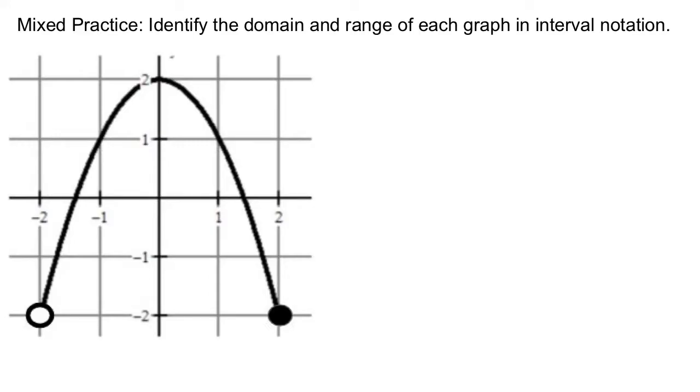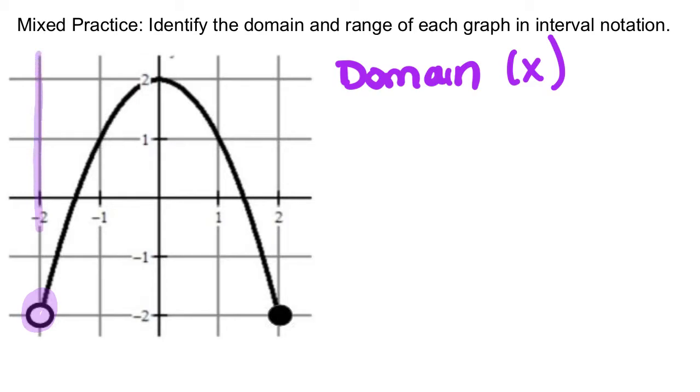The next examples are going to include both the ones like we did in this lesson where it extends to infinity and those like we did in the previous lesson where we have restricted domains and ranges. So if I have the domain for this one, which is the x values, the furthest to the left that this one extends is shown by this open circle at -2. So my left limit is this -2.